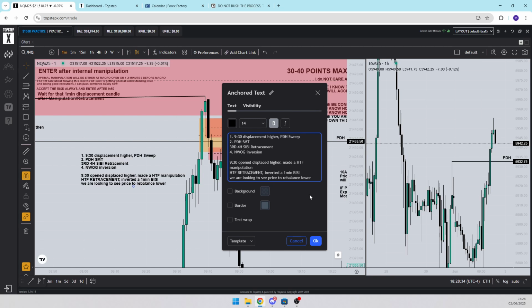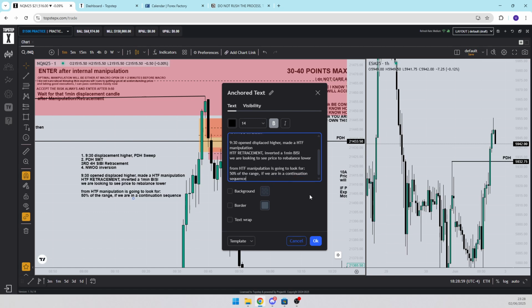So price from the previous SMT, you gotta see that from high time frame manipulation, price is going to look for 50% of the range if you are in a continuation sequence, or we're going to see the opposite liquidity level getting targeted.